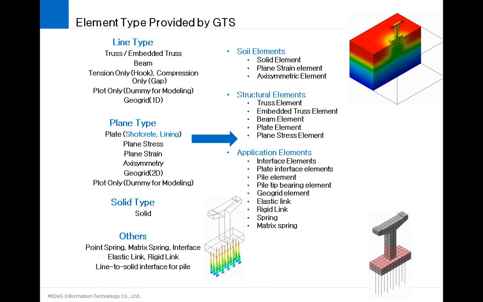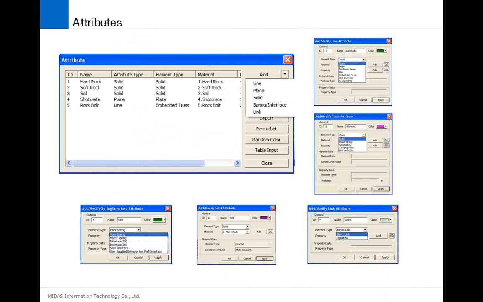For soil, we can use the solid element if you are working with a 3D model, or you can go for a plane strain element or axisymmetric element in case of 2Ds. And for structure elements, you can create a structure element using truss element, embedded truss element, beam, plate, or plane stress element, where very importantly in GTS you can specify the sectional properties. Like for a truss element, you can specify the radii of the truss you are using. And for further application elements, you can use the various interface elements, pile tip bearing elements, various rigid lengths, elastic lengths.